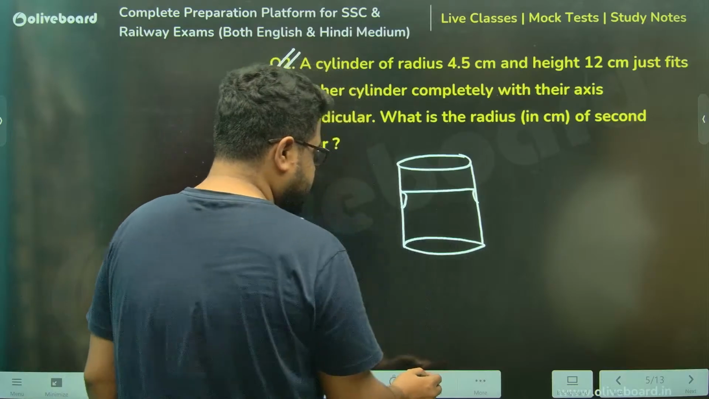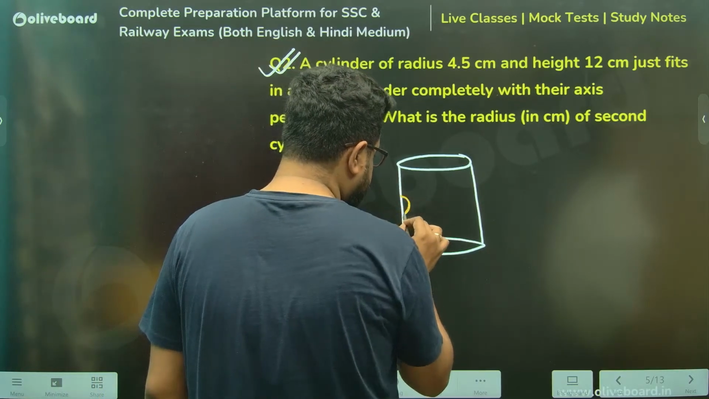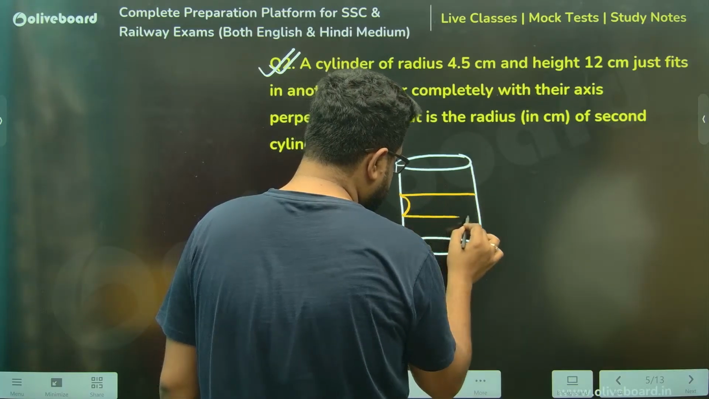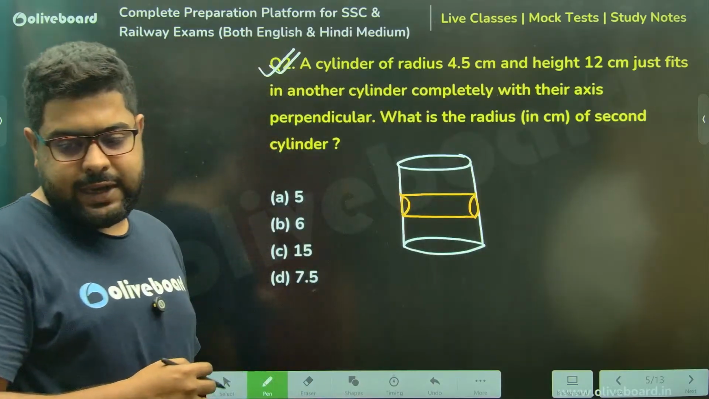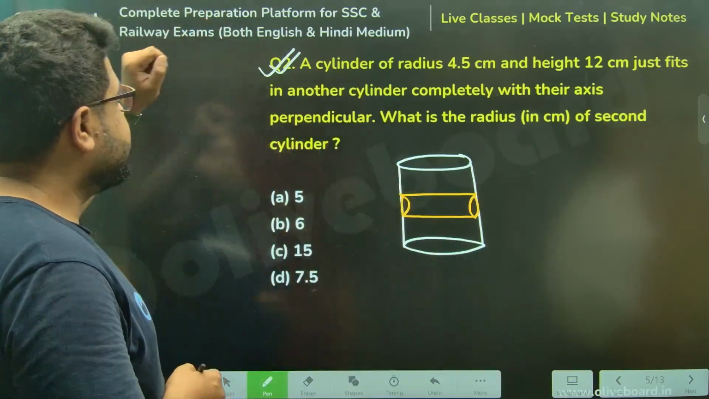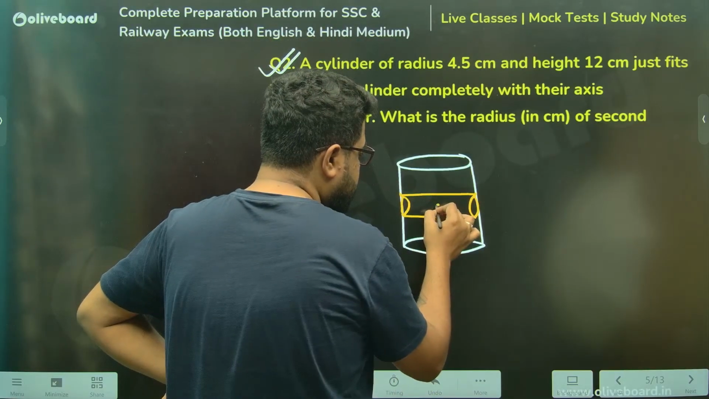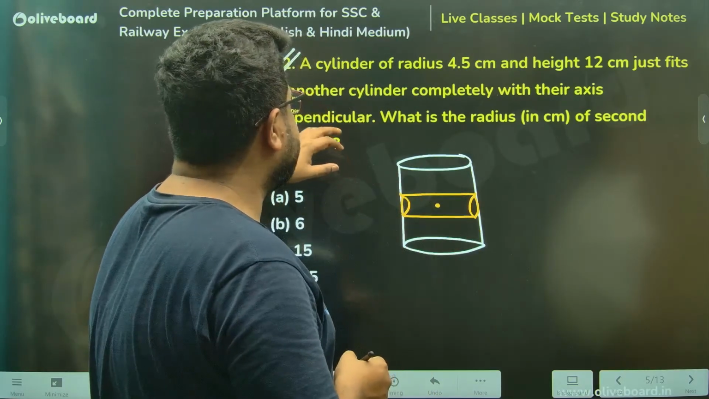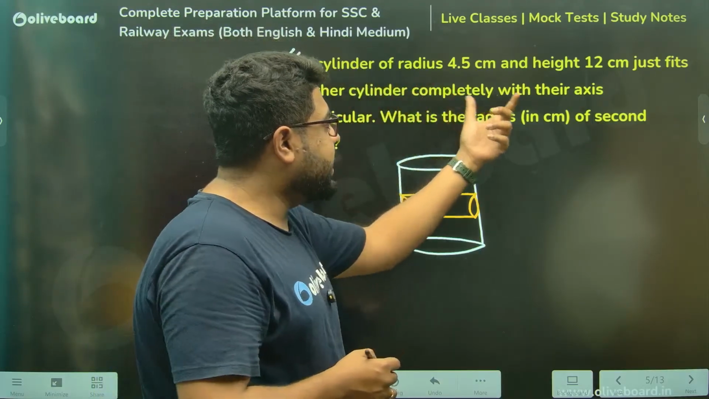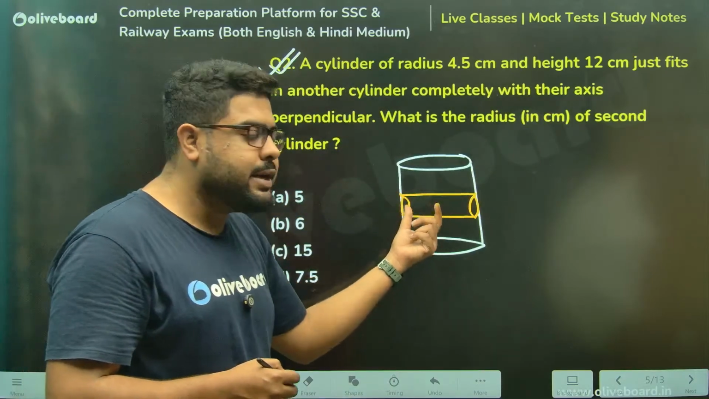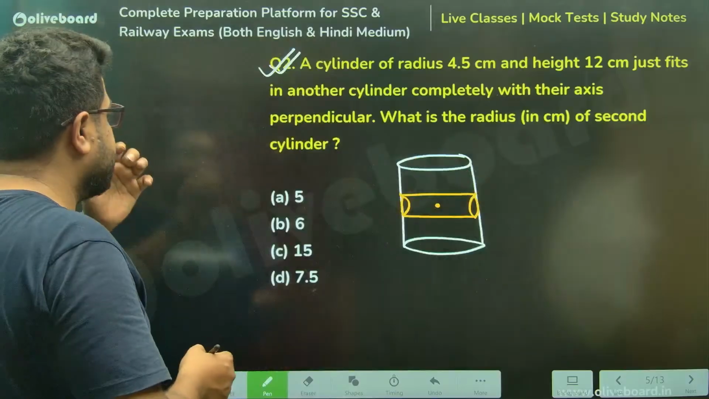Let me make it a little bigger and with another color. This is how the second cylinder looks. A cylinder of this radius and this height fits just inside this. What is the radius of the second cylinder? The smaller cylinder just fits into the bigger cylinder, and they are asking you to find the radius of the bigger cylinder.